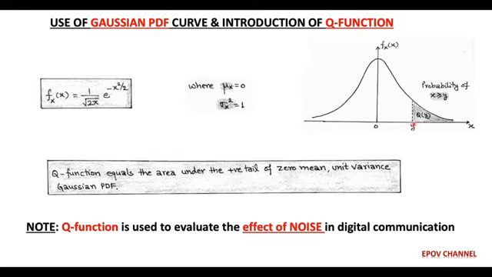As the probability of observing the random variable x at the 0 mean value is maximum, and this value decreases below and above the mean value, at the tailing edge the probability of observing values is very small. So at the positive tail of the Gaussian PDF, we introduce a Q function that is equal to the area under the curve, that is shown by the shaded region. And this Q function is widely used to evaluate the effect of noise in digital communication.